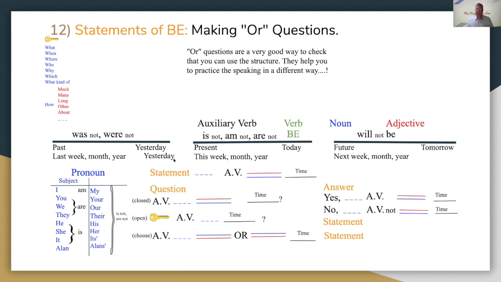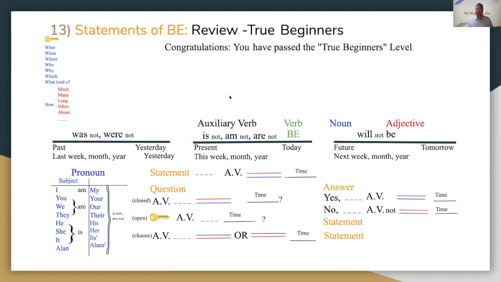The answer to the choose question is a statement, the basic statement. So using this statement, question, answer is a very good way for you to practice speaking English. Maybe try and find a friend who also needs to speak English and practice making basic questions using the basic statements. Okay, so here's a review of the true beginners.